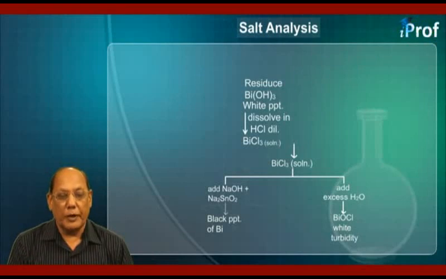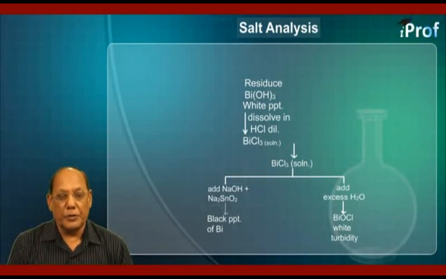To the first part we add NaOH plus Na2SnO2, that is sodium stannite. As a result of this, we get a black precipitate of bismuth. We can say finely divided bismuth. That confirms the presence of bismuth in the given salt or mixture.